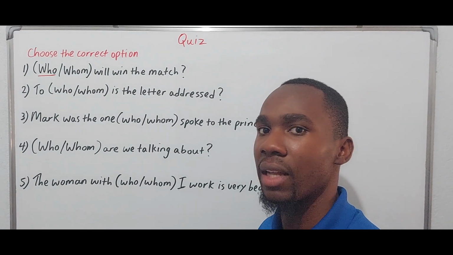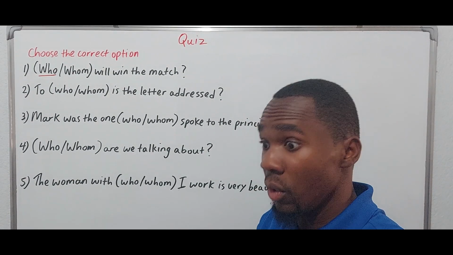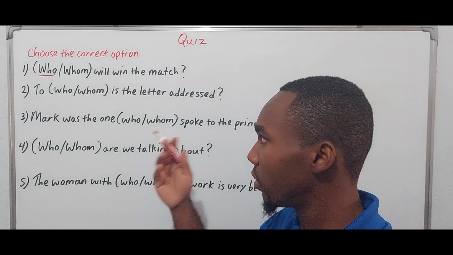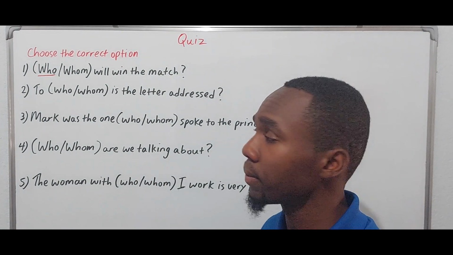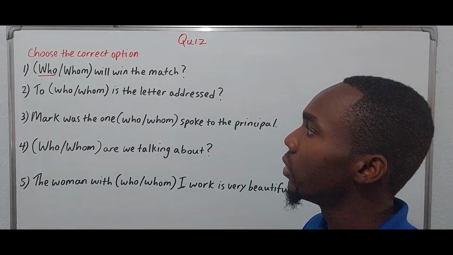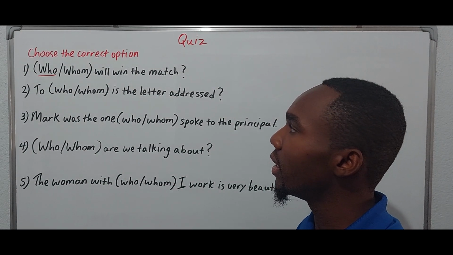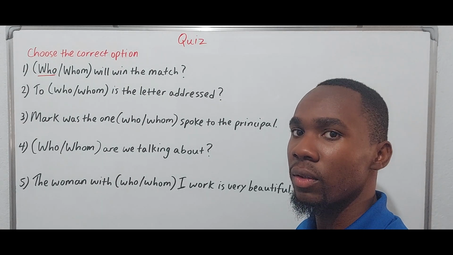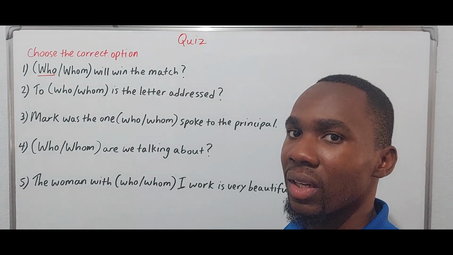They will win the match. Okay? He will win the match. She will win the match. Okay? So in this case, we're talking about a subject. 2. To whom is the letter addressed? What are we talking about here? We're talking about an object.